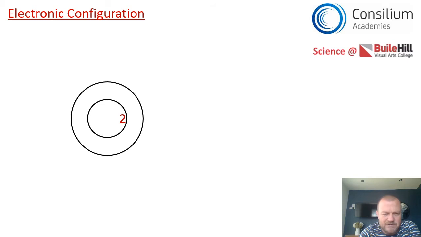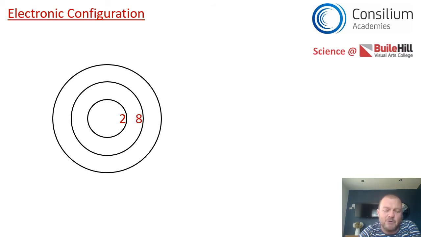Attention now to electrons. I'm not interested in protons, not interested in neutrons in this lesson, just electrons. Now electrons, where you would find them in an atom is you would find them on the shells. So the first shell has space for 2 electrons. So 2 electrons can sit on that shell. The next shell, the second shell, can hold up to 8 electrons. And the third shell can also hold up to 8 electrons.